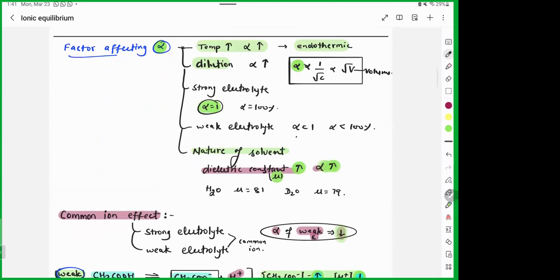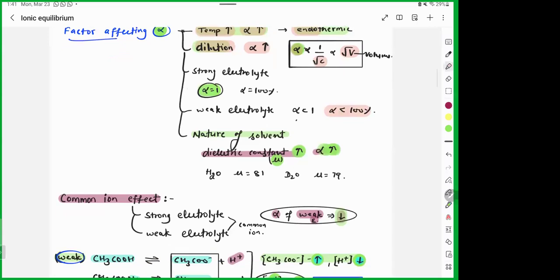What are the factors that affect the alpha, the degree of dissociation? If you increase temperature, there is more dissociation for an endothermic reaction. If you increase dilution, alpha increases. Why? Alpha is inversely proportional to concentration, directly proportional to volume or dilution. For a strong electrolyte, alpha value is 1; for a weak electrolyte, less than 1.